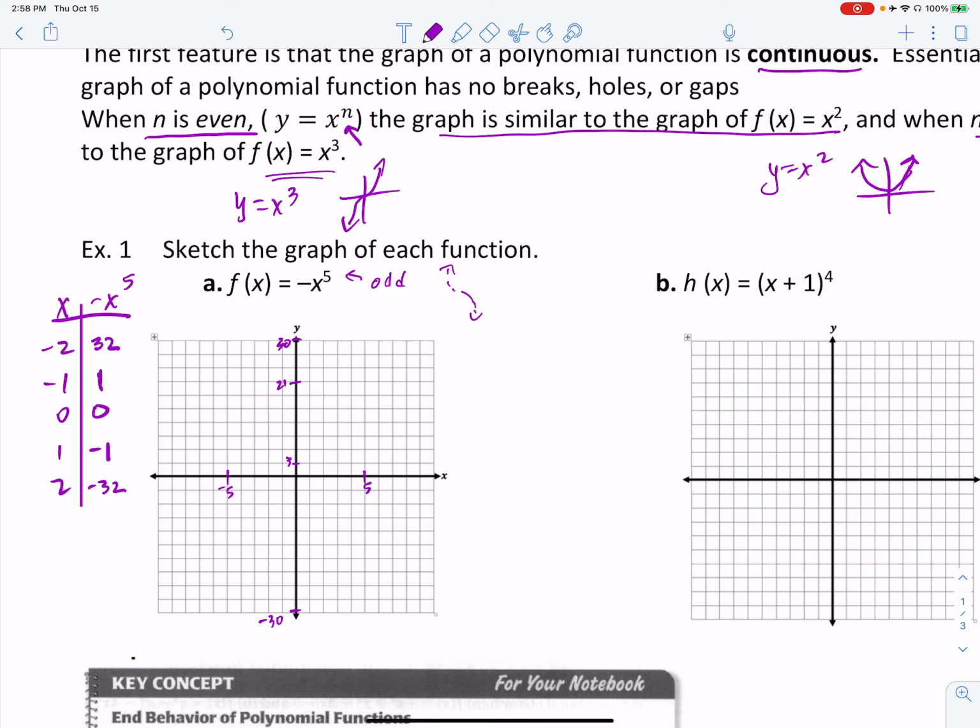If I go to the left 2, I would be up at 32, so that's just slightly off the graph. At -1, I'm at 1, but I have to remember I have that vertical stretch, so it's going to be right there. Then at 0, 0. At 1, I'm at -1, but with that vertical stretch, or scale, -1 is just there. And at 2, I'm at -32. I expect it to have that kind of twist that the x cubed graph has, so I want to keep that in mind as I go to graph this.